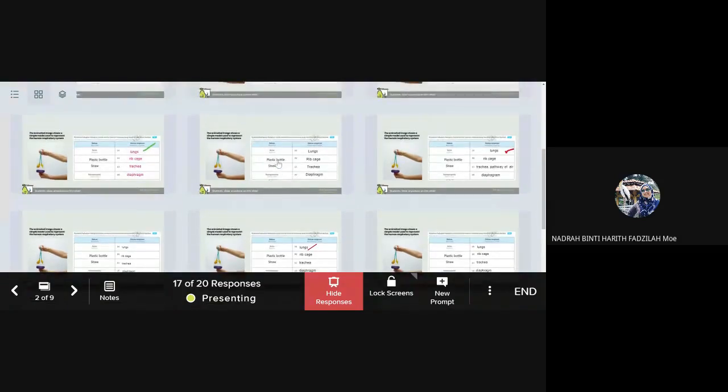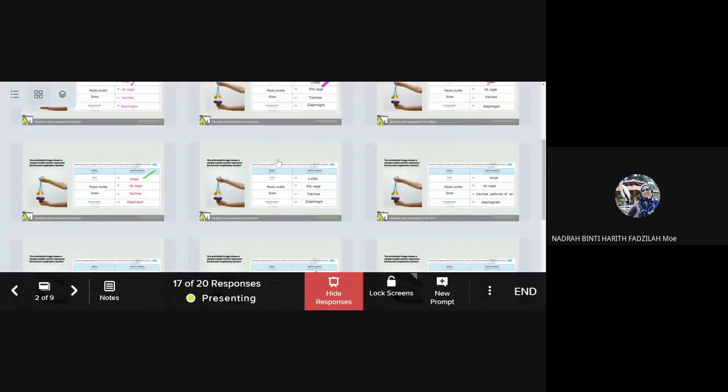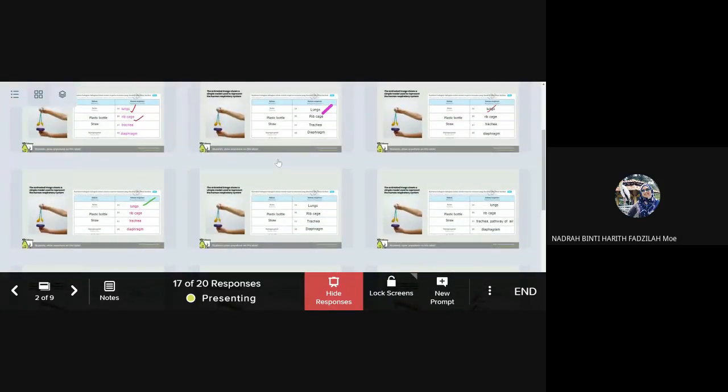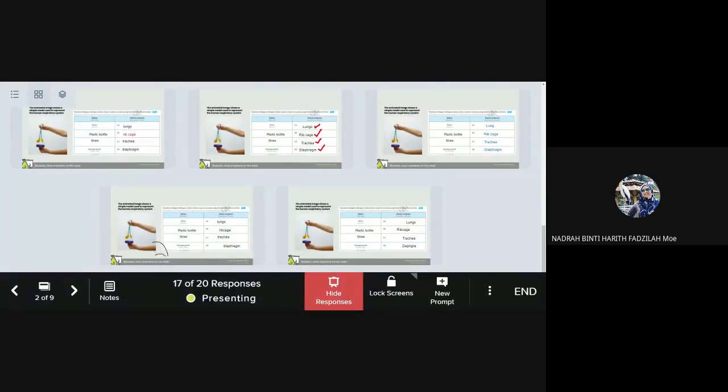Okay, number 3, straw represents trachea. And number 5, rubber sheet represents diaphragm. Very good. Okay, give yourself one star or one cat or one smiley. Any emoticons or emoji that suits you.